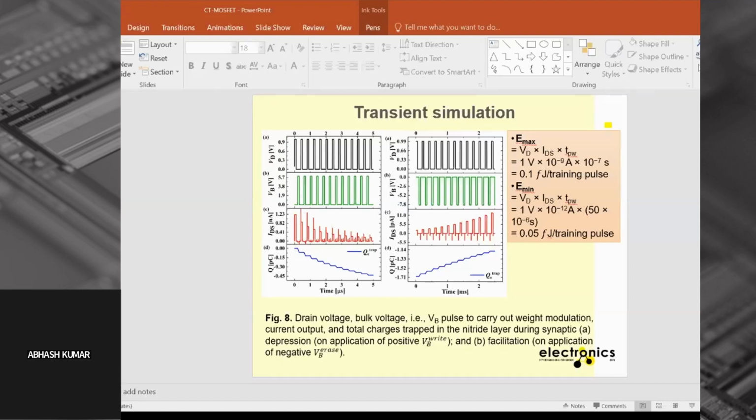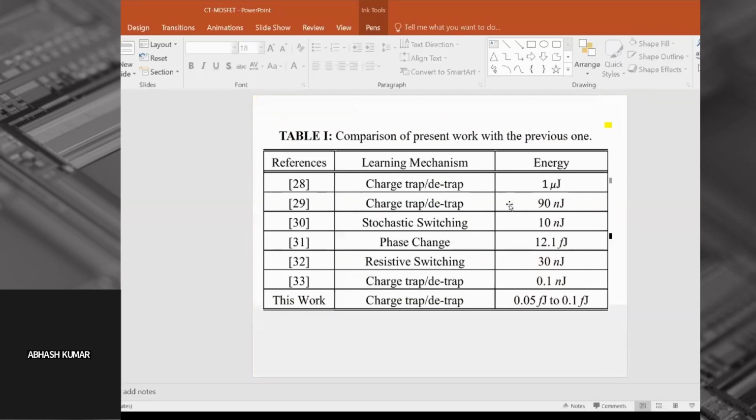Now this is the comparison with the previous work. As you can see, for our proposed work, the energy consumption was observed to be the lowest. Yes, it was observed to be the lowest from here.